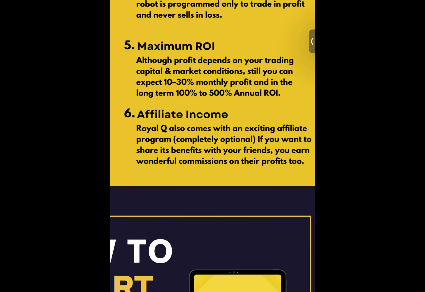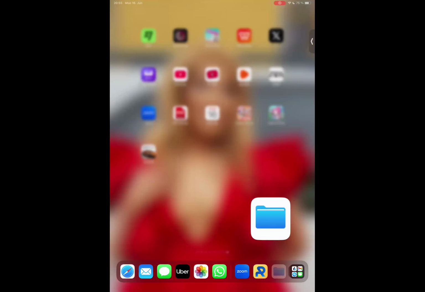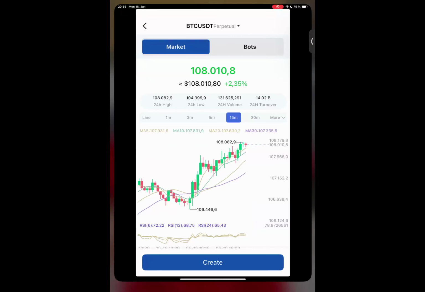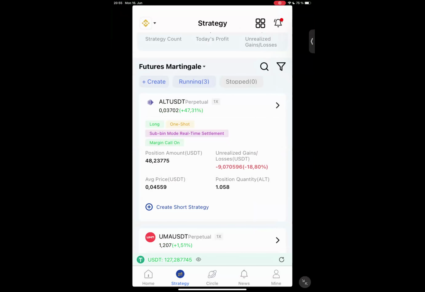All right, affiliate income. Now, Royal Q also comes with an exciting affiliate program, which is completely optional. Can you see that in brackets? It's not compulsory. If you want to share its benefits with your friends, you earn wonderful commissions on their profits too. It's not compulsory. This account that I'm showing you is purposely for trading.